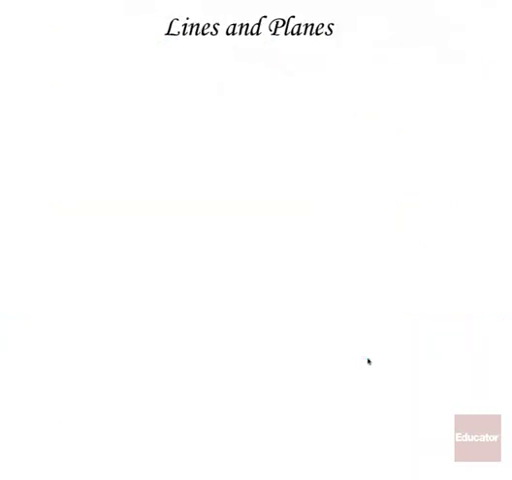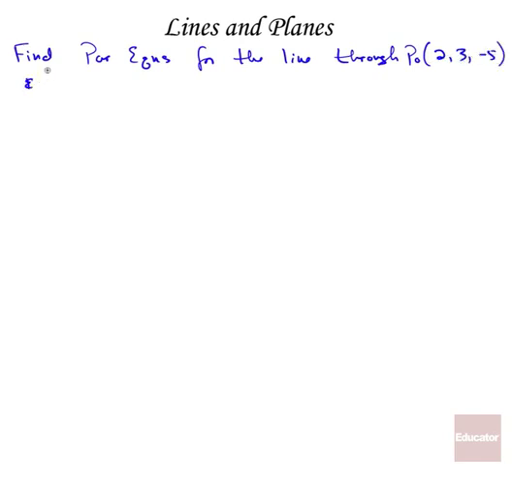Okay, let's do another example here. Find parametric equations for the line through the points P0, which is (2, 3, -5), and P1, which is (3, -2, 7).